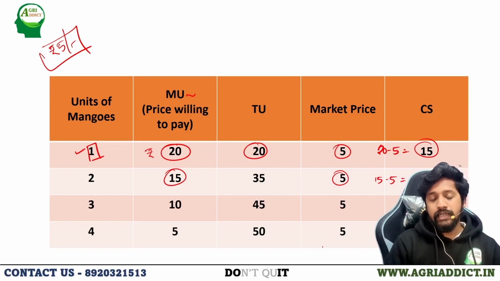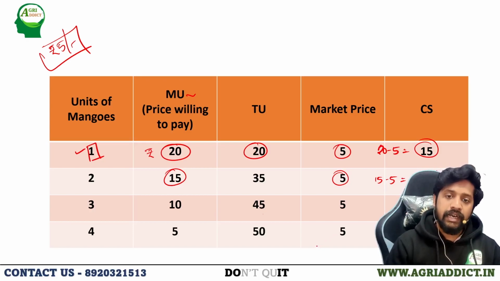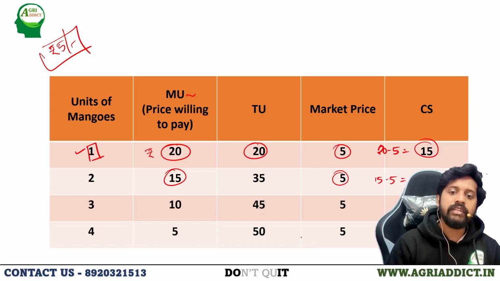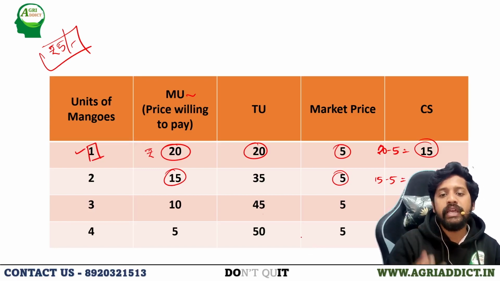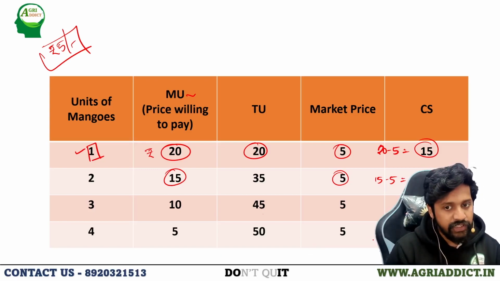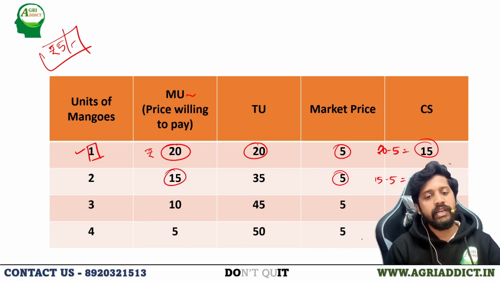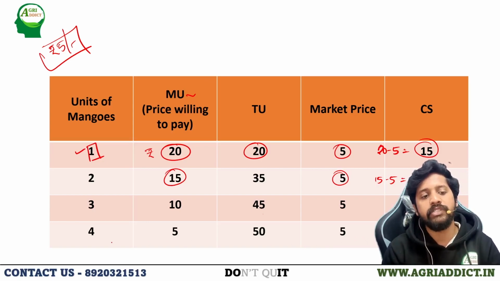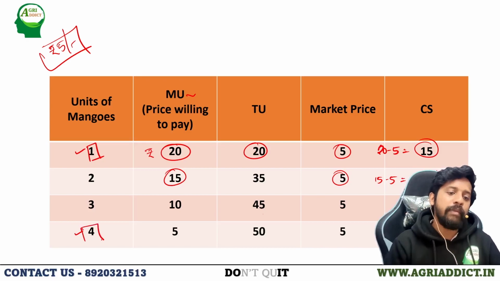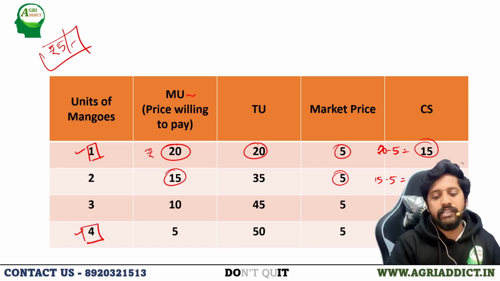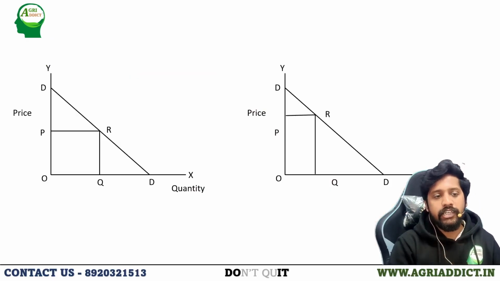So the price the marketer is asking me is nothing but the satisfaction I am getting from paying that 5 rupees. Therefore there is no consumer surplus, and according to the consumer surplus theory, the consumer will stop his consumption at this fourth unit of mango, because the consumer surplus is 0. That is the concept regarding consumer surplus.